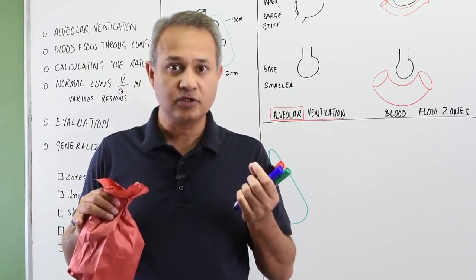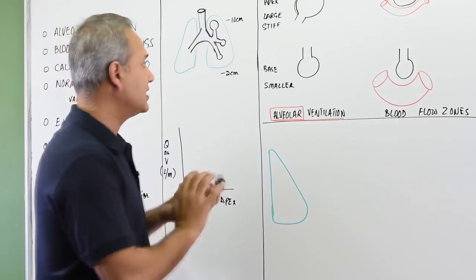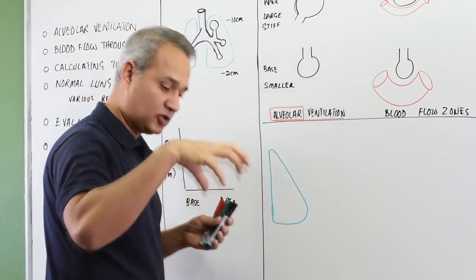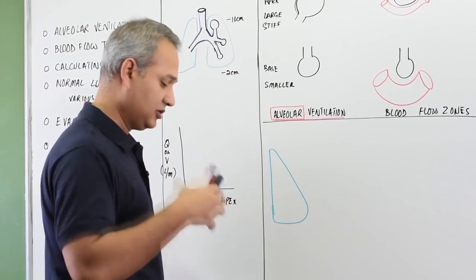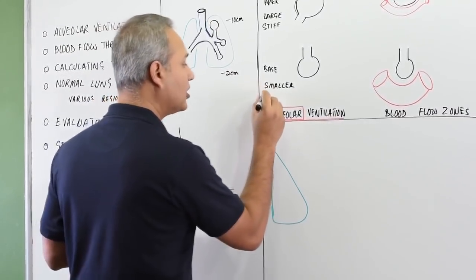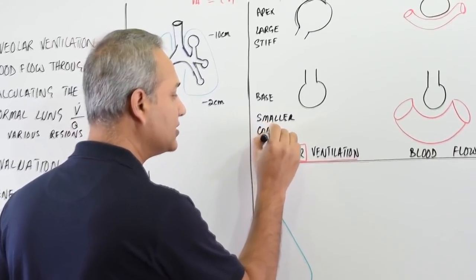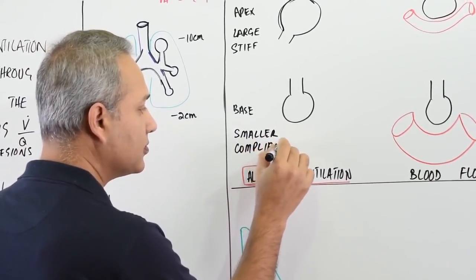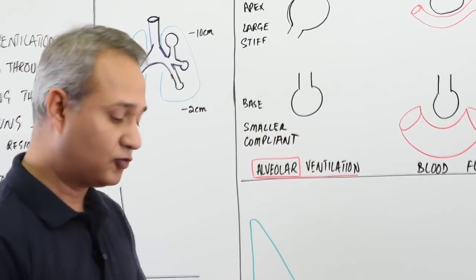Just a tiny amount. So remember this: the alveoli at the base, because of the gravitational pressure of the tissues around them, are smaller in size. Smaller also means that they are more compliant. Compliant means they have a lot of room to expand.